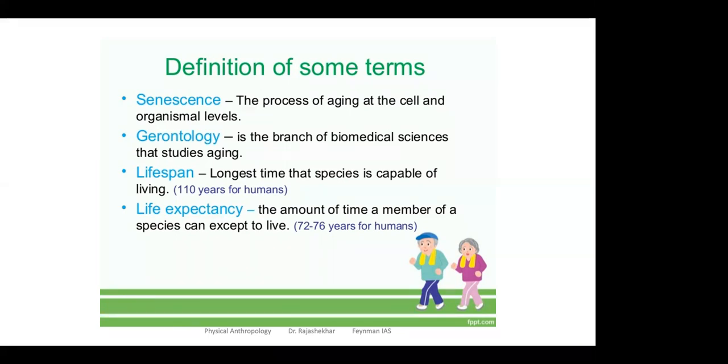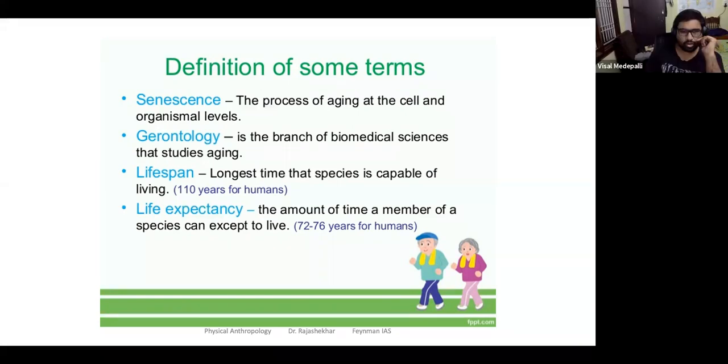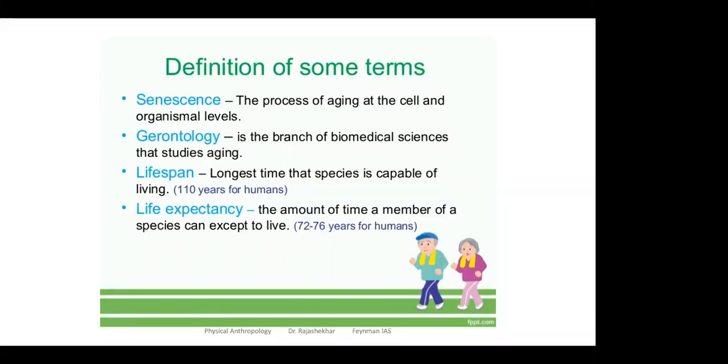Okay, so what were the signs of growth and development? Do you remember that we discussed today? Oxology, gerontology. Okay, so senescence, we're going to talk a bit more in detail about senescence. Senescence can be considered as a process of aging.